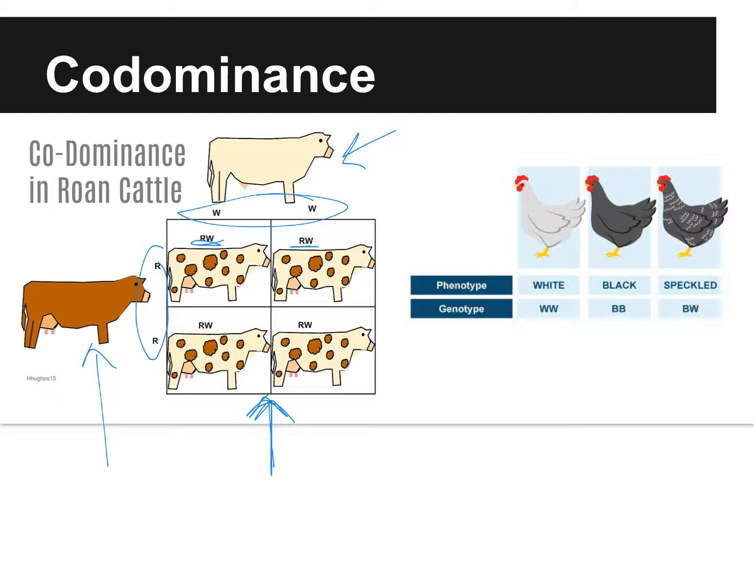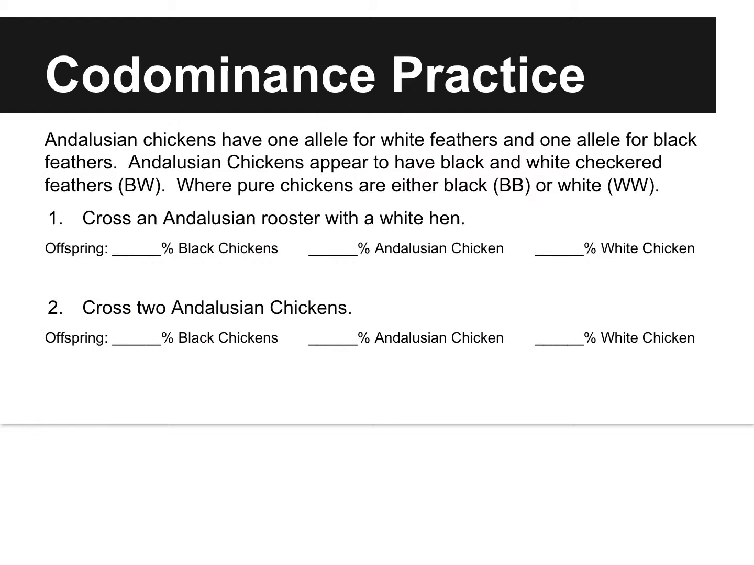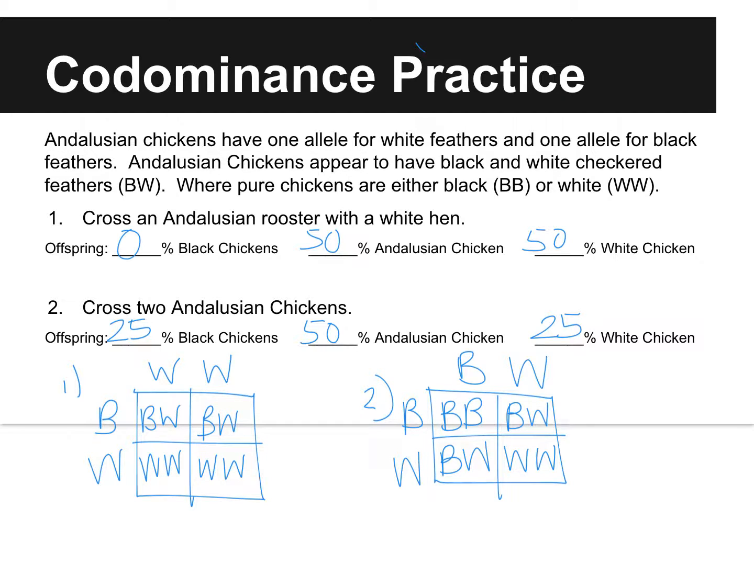Okay, and this happens in chickens too. So we have white chickens, we have black chickens, and the one with both the white and the black alleles shows up as speckled. Okay, again, here's some practice. Try them, press pause, and then look at them. All right, here are your answers for your codominance practice problems, and you can go on to the next part.